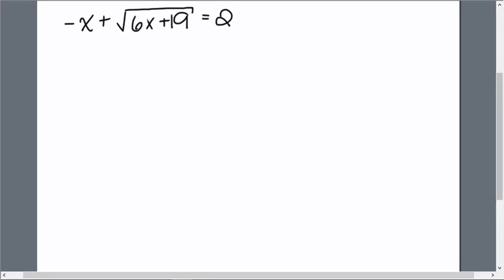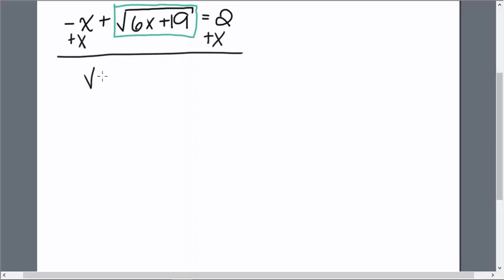So what I'm going to do is try and solve this radical equation. The first step of any radical equation is to get the radical by itself. So in this case, this x has got to go. I'm going to add x to both sides. So I get the square root of 6x plus 19 is equal to x plus 2.